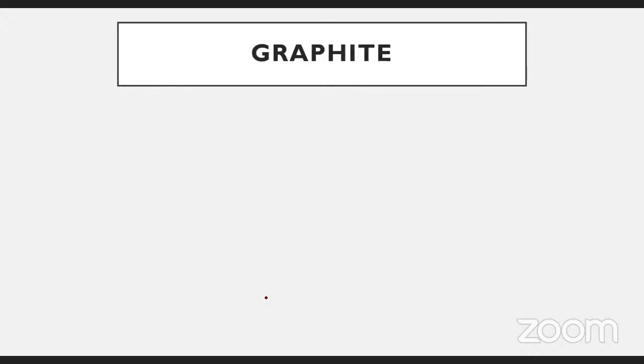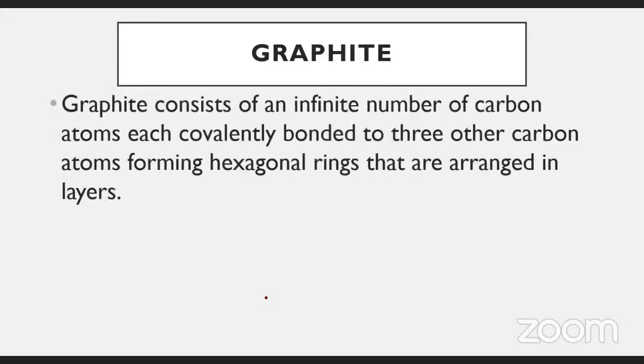So let's go to the second allotrope that we call graphite. Graphite consists also of a large number of carbon atoms, each covalently bonded to 3 other carbon atoms in hexagonal rings that are arranged in layers. So can someone now tell me the difference between graphite when it comes to the arrangement of carbon atoms?